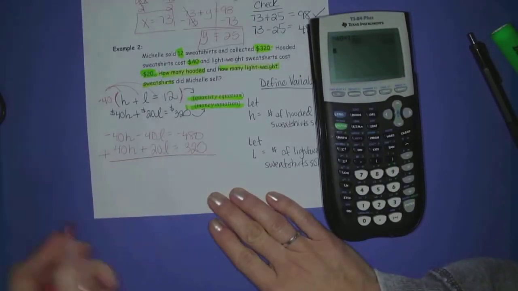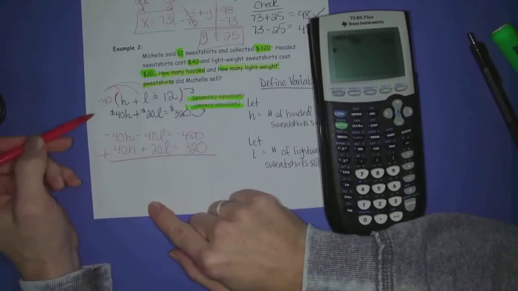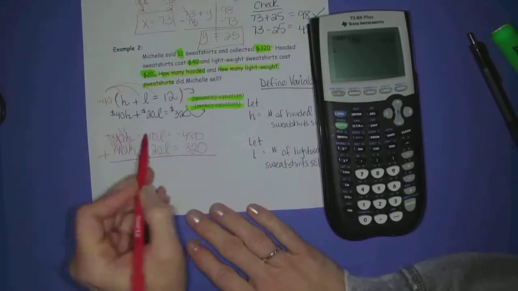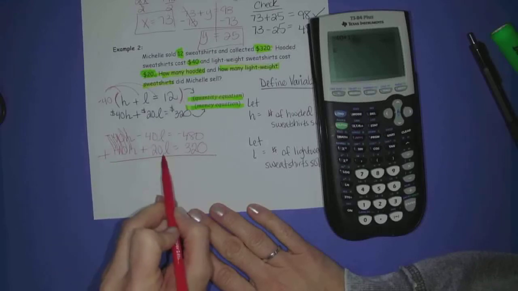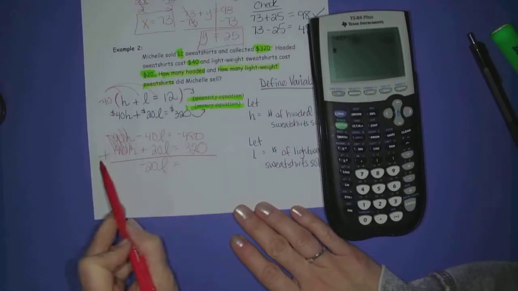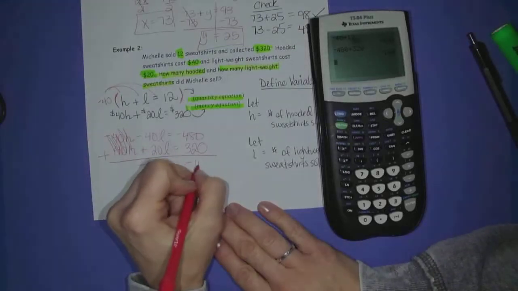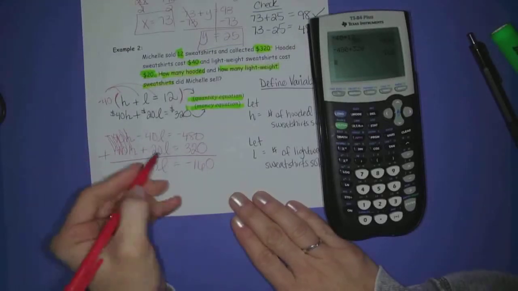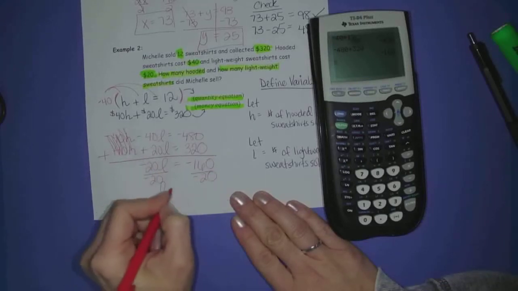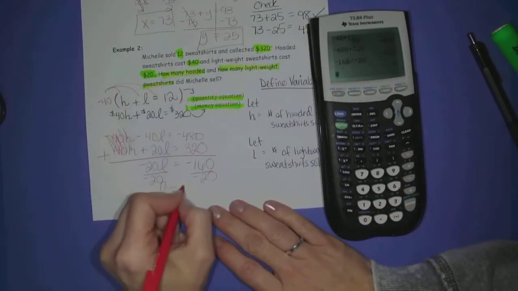And now I'm going to add straight down. If I did everything right, something's going to eliminate, and sure enough it does right here. Negative 40h and positive 40h eliminate. Negative 40L plus 20L is negative 20L. And negative 480 plus 320, let's see what that is, is negative 160. And we're going to go ahead and divide both sides by negative 20. And so L will be negative 160 divided by negative 20, which is 8.